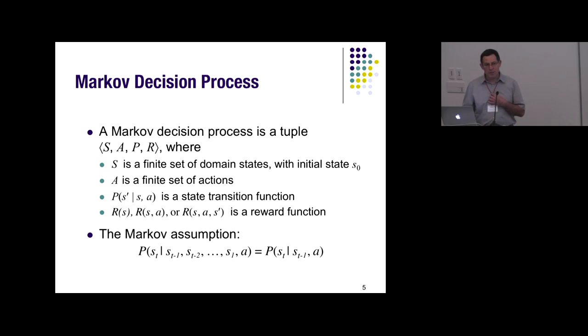And there is the Markov assumption that the dynamics of the system are independent of the history. So the probability distribution of future states at time t depends on the state at time t and the action taken, and is independent of how you got there. So how limiting is this? This is the foundation of Markov decision processes. It's a big assumption. How limiting is it?